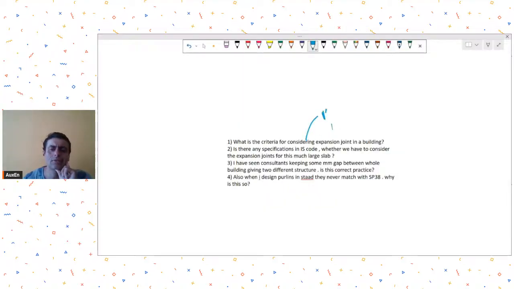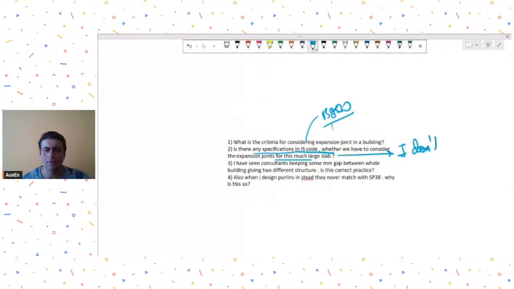Criteria, I think in IS 800 it tells you about the expansion joint in steel structures. I don't remember it, but I think there is some criteria. But he is asking about an RCC building. Is there any specification in the IS code whether we have to consider an expansion joint for such a large slab? I'm not sure. I don't know. Generally around 30 to 40 meters.